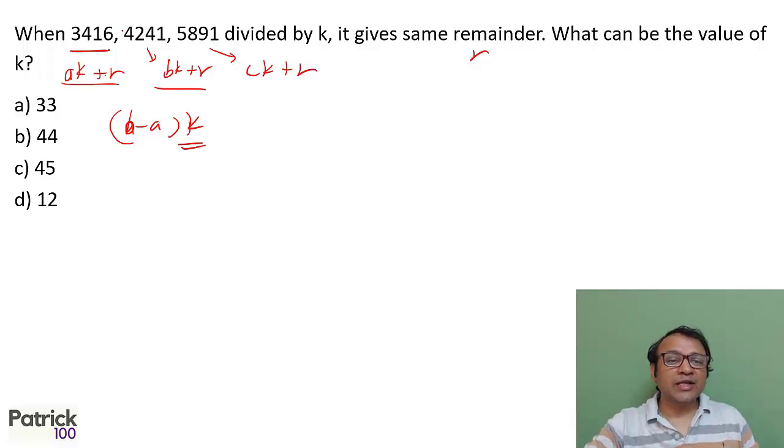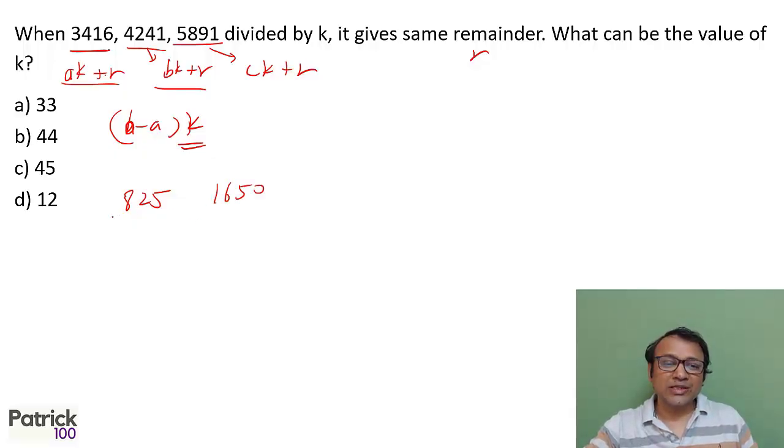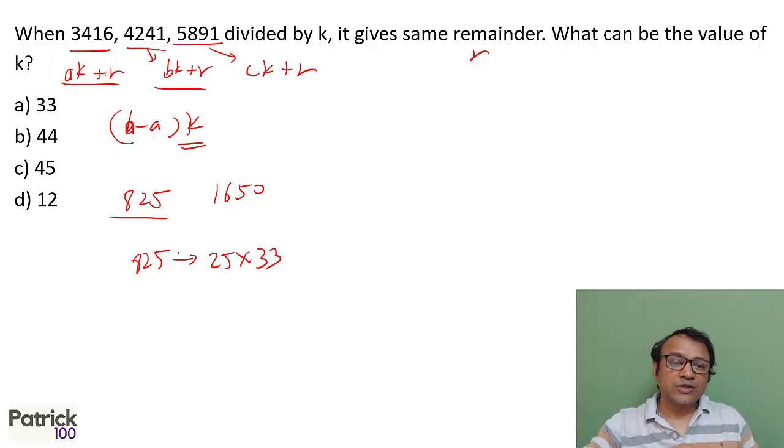So subtract 8416 minus 4241, you get 825. 4241 minus 5691, you get a 1650 multiple. So you can say it should be a factor of 825. Find a factor of 825. 25 into 33. The only option which is a factor of 825 is 33. So A is the answer.